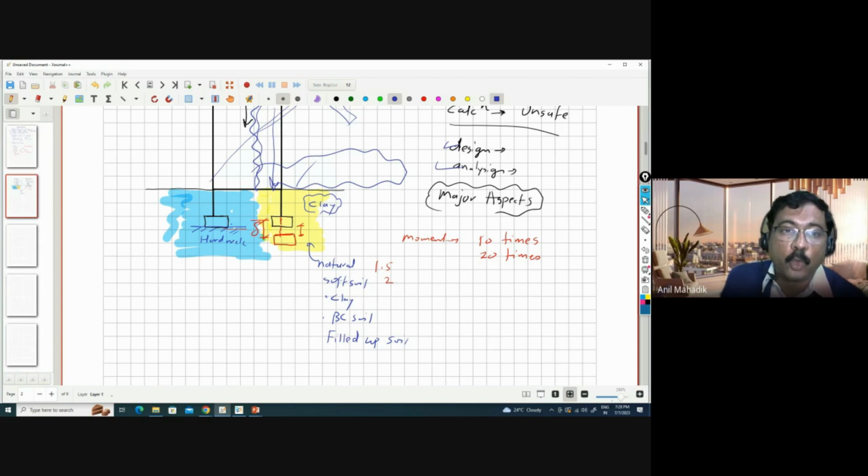So whenever you do any design for your projects, make sure that your footings are resting on hard rock. Make sure that you have done the geotechnical investigation.